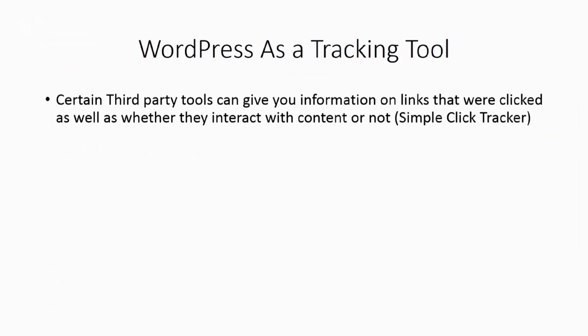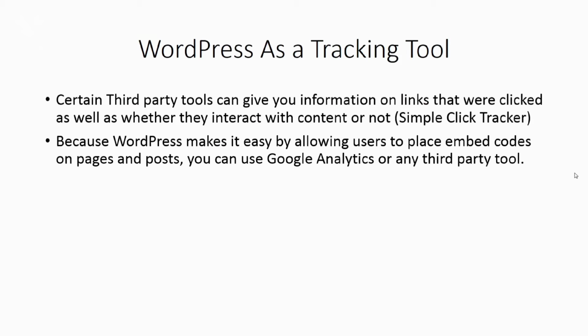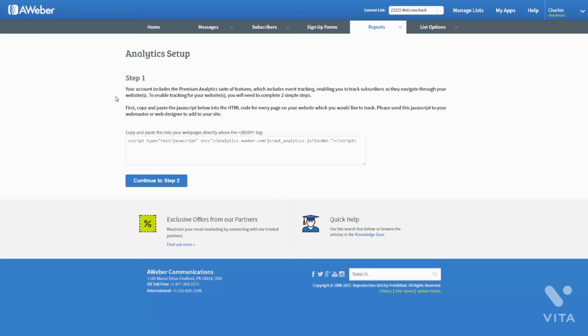Certain third-party tools can give you information on links that were clicked, as well as whether or not they interact with the content or not. Tools like the simple click tracker. Now, because WordPress makes it easy by allowing users to place embed codes on pages and posts, you can use Google Analytics or any third-party tool. Now, many autoresponder companies like Aweber have tracking codes that you can place on your website so that you will be able to see the interplay between your email and your website. And they make the code available in their reports area.